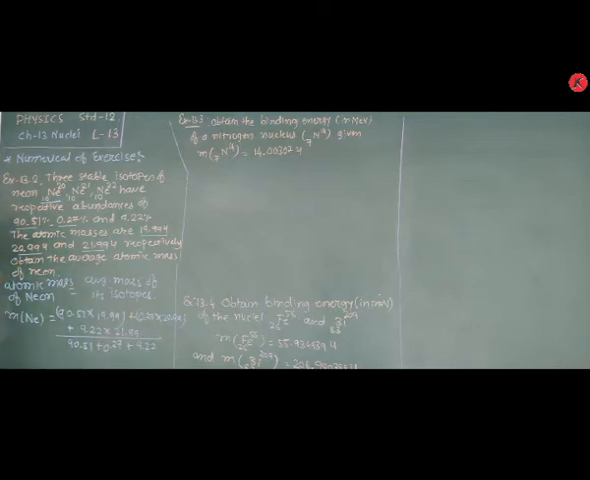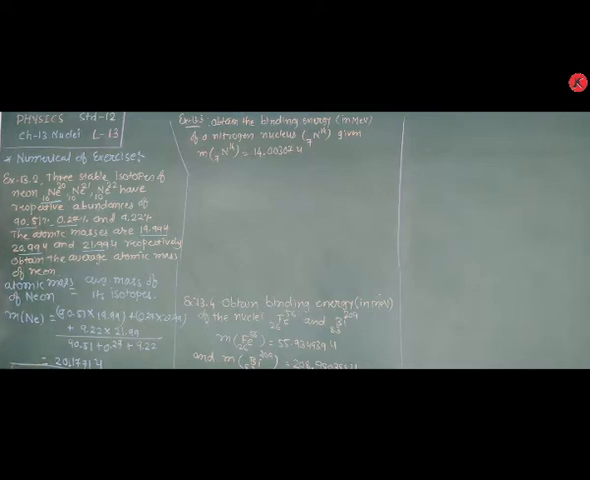Right? So this way the total addition is 20.1771 atomic mass unit. Therefore, 20.18 atomic mass unit, that is the mass of neon.